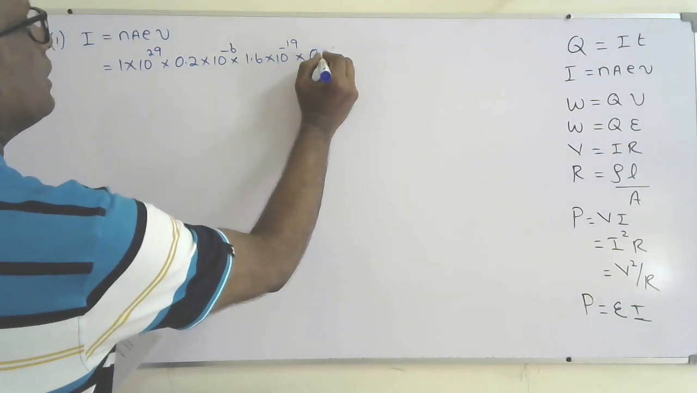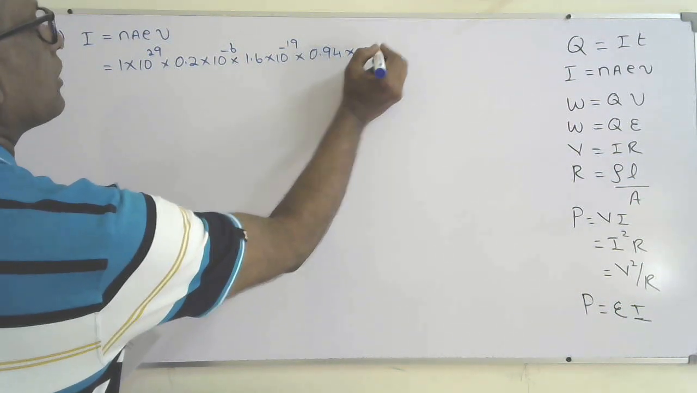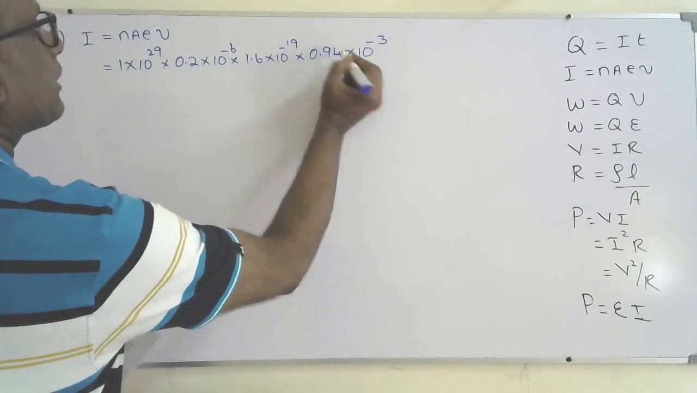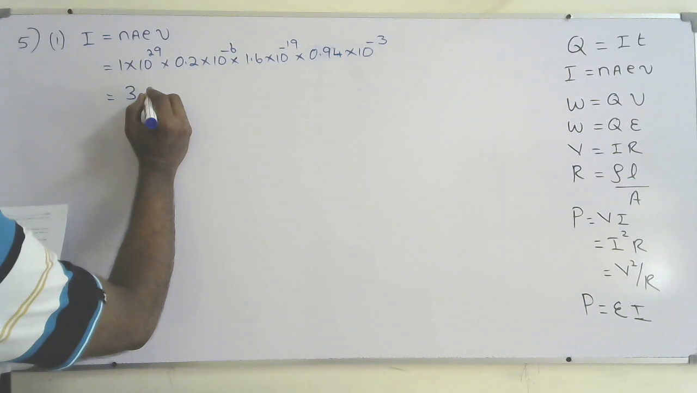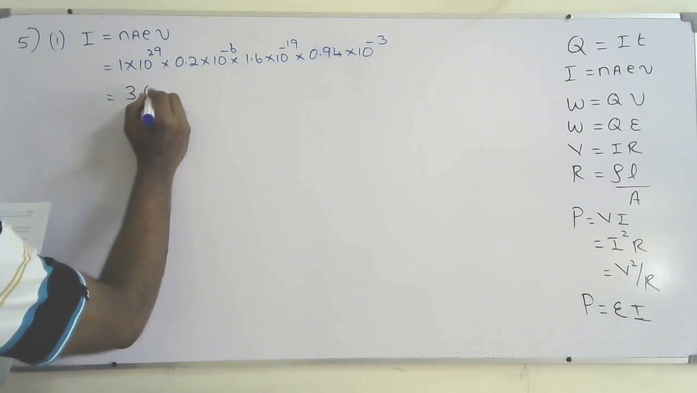So 0.94 into 10 to the power minus 3 meter per second. Solve it. You will get the current flow. So the current will be 3.008 amperes.